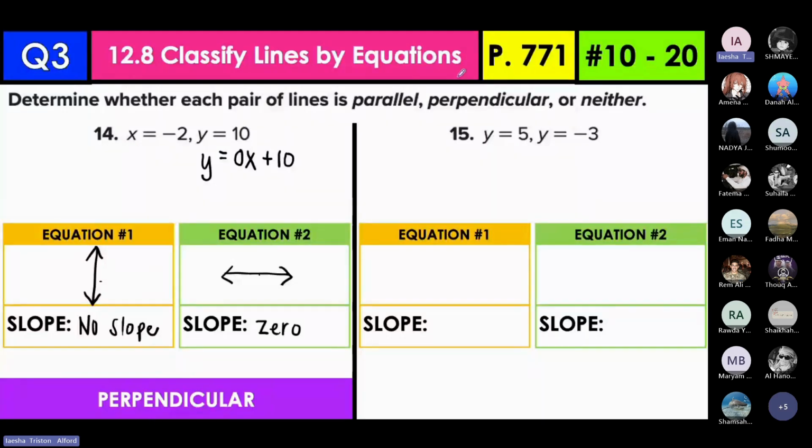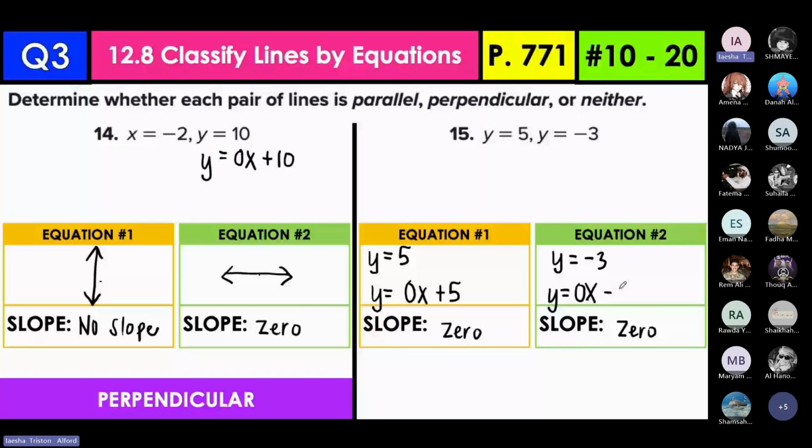For number 15, you have y equals positive 5. What is your slope here? 0. Why? Because there's no x. So y equals 0x plus 5. For equation number 2, y equals negative 3. What is your slope? 0. Why is it 0? Because there's no x.